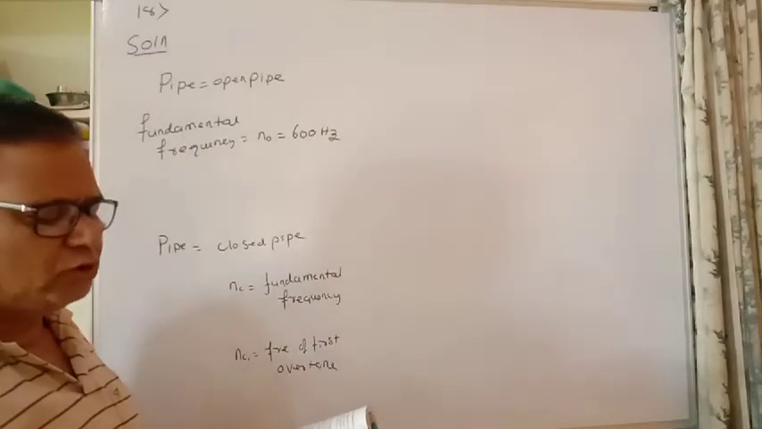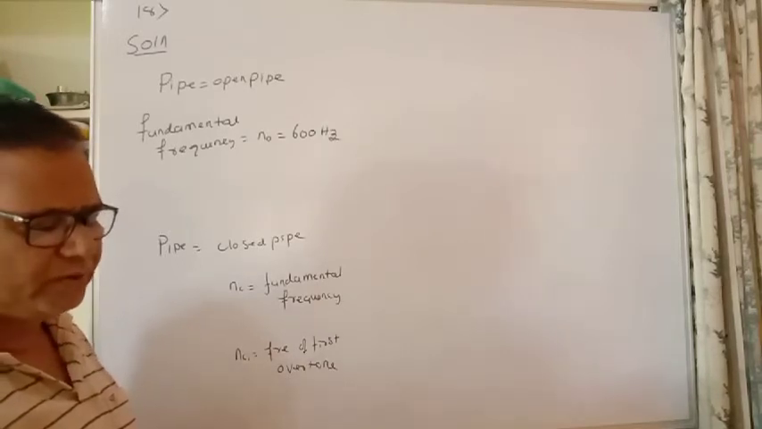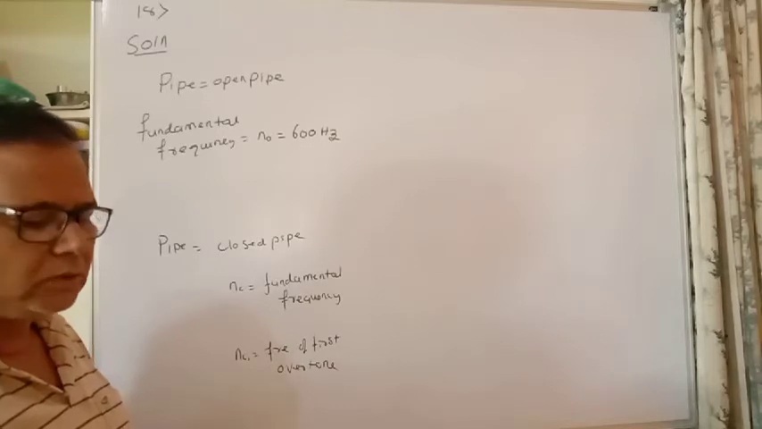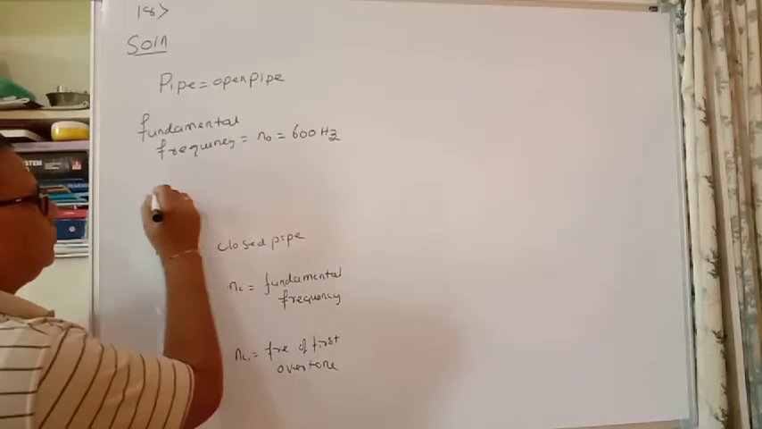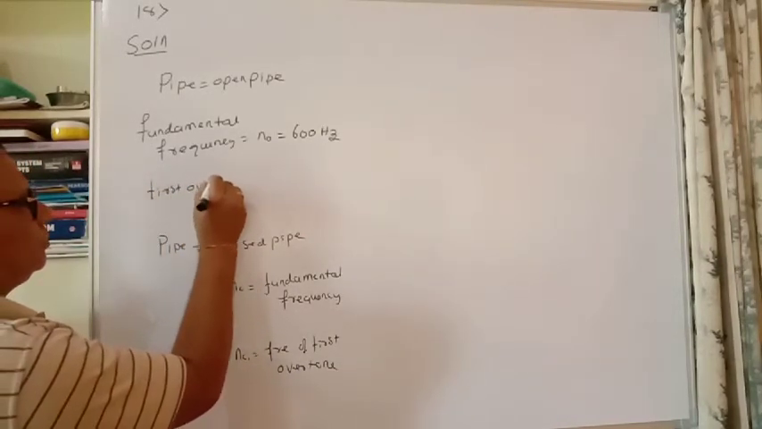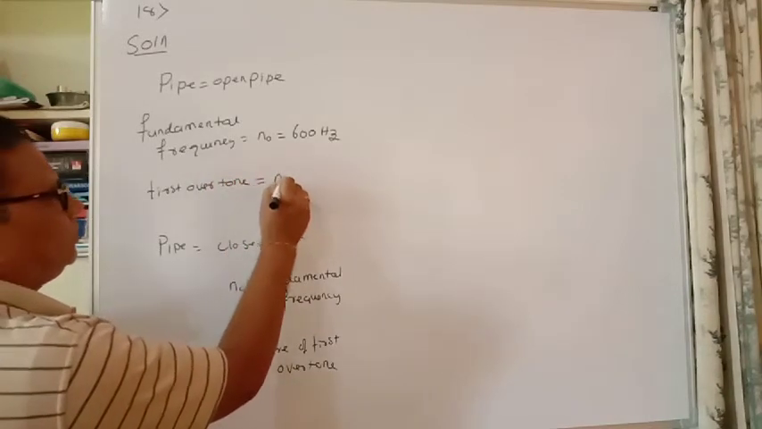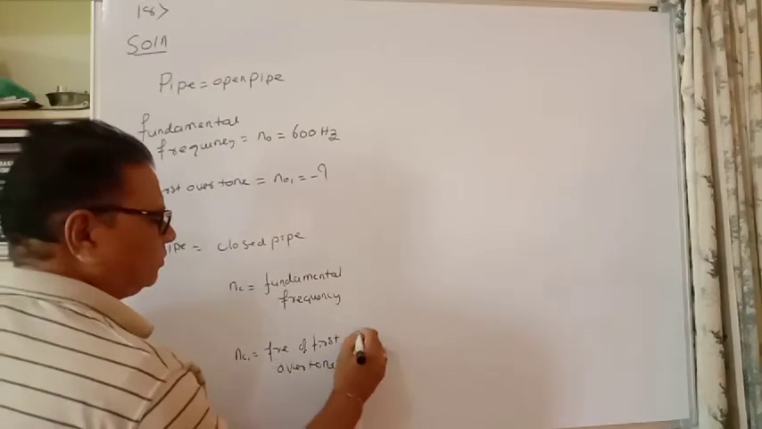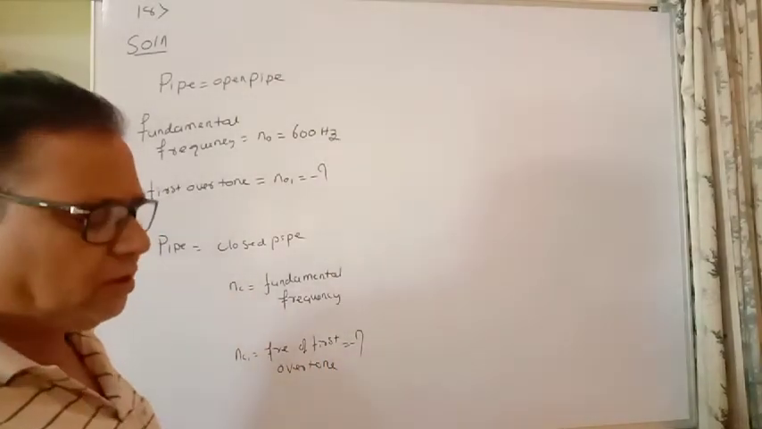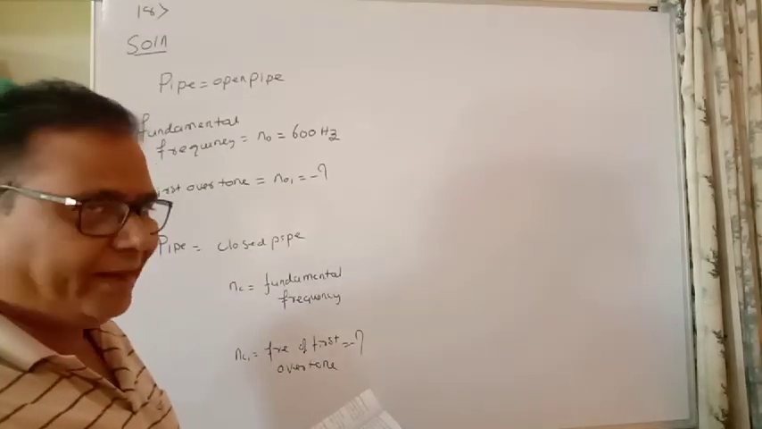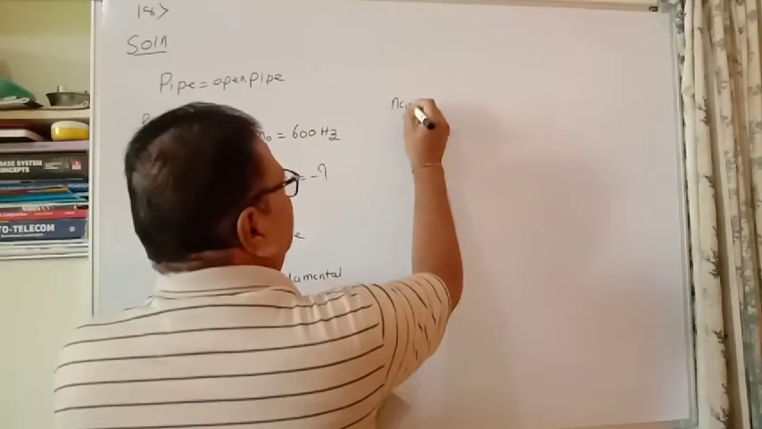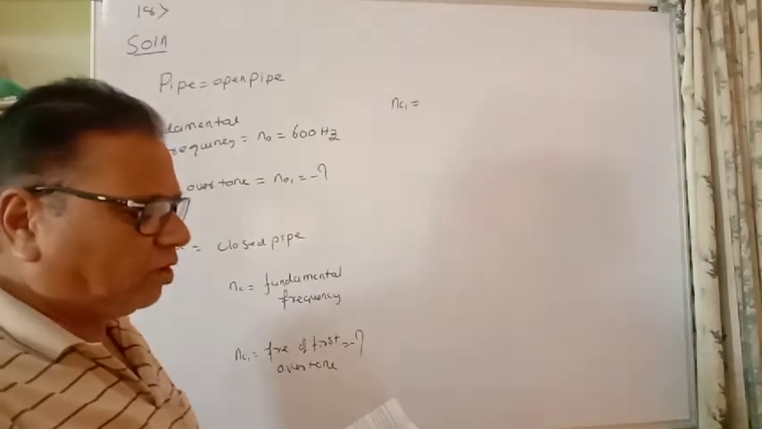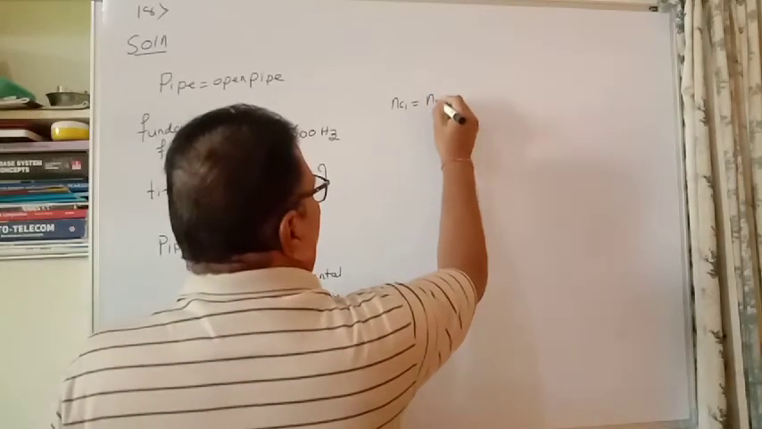The first overtone of a pipe closed at one end has the same frequency as that of the first overtone of the open pipe. So the first overtone of the open pipe, say N01, we don't know, and NC1, that also we don't know. What he is stating is that the first overtone of a pipe closed at one end, that is NC1, is equal to the first overtone of the open pipe, that means N01.